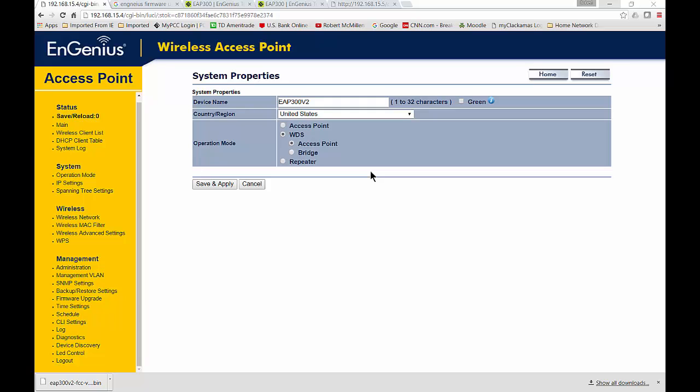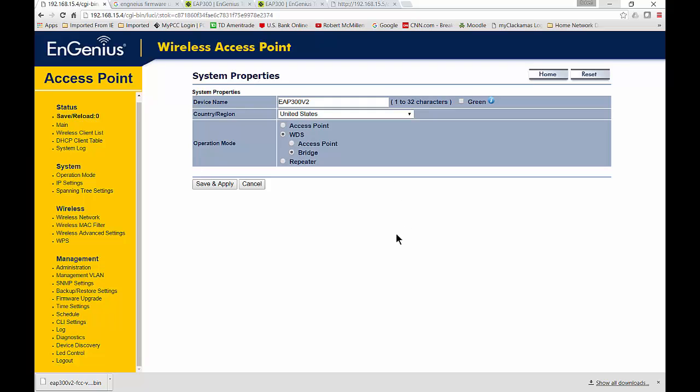So if, for example, your SSID under your wireless network is called X, then you could have many different wireless access points, and they'll all respond to the SSID of X. So we've got a couple different options. We've got the WDS access point, which I just explained, and then you have the other option, which is the bridge.